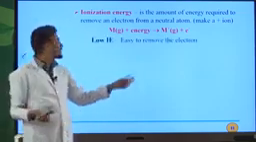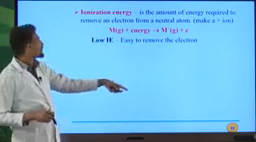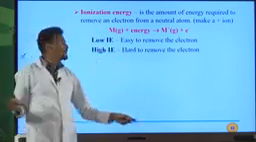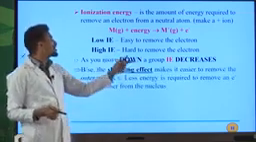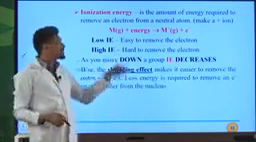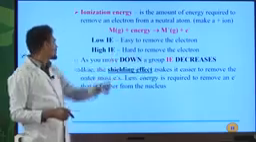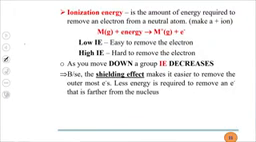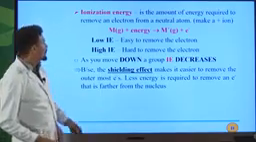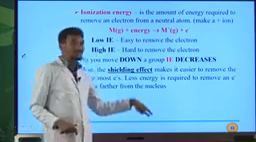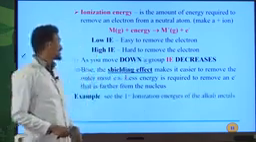Low ionization energy means it is easy to remove the electron. High ionization energy means it is hard to remove the electron. So as you move down a group, ionization energy decreases. Why? Because the shielding effect makes it easier to remove the outermost electrons. Down the group, the shells increase, so it is really very easy to remove the valence electron from elements as we move down the group. So all the time, down the group, ionization energy decreases.